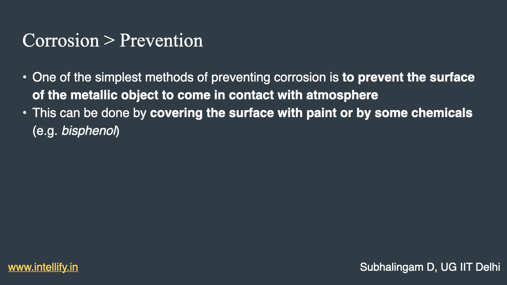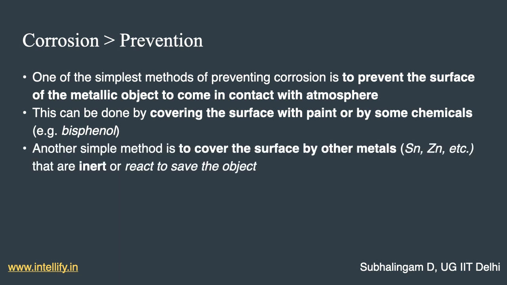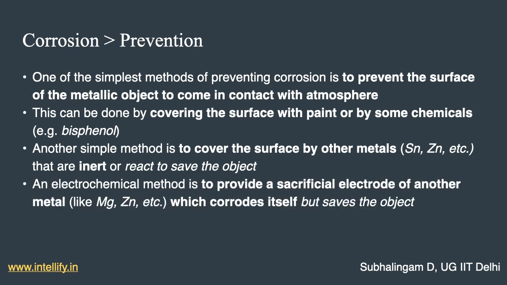This can be done by covering the surface with paint or by some chemicals like bisphenol. Another simple method is to cover the surface with other metals like Sn, Zn, etc. that are inert or react to save the object. So just a little more info on zinc. When you use zinc to coat a metal, what exactly happens is the zinc gets oxidized, but it stops further oxidation of the object itself. So it acts like a preventive coating on the top. It doesn't allow further oxidation of the object. So this is how we use other metals like Zn to prevent the corrosion of the object.